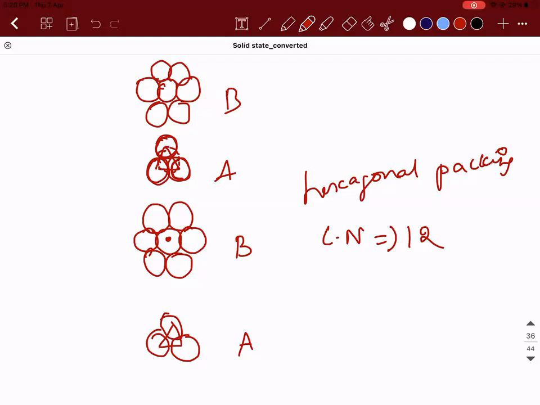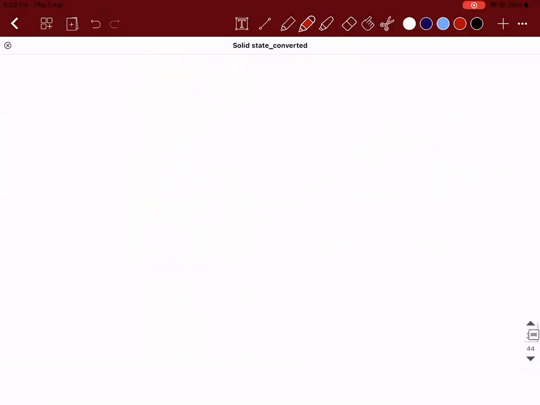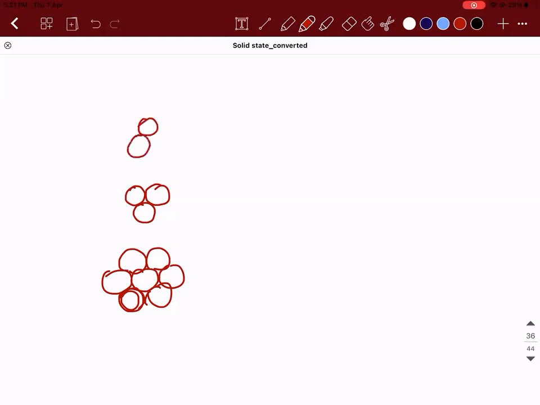Wait. This is the first layer. Okay. This will be your second layer. Okay. So, in octahedral voids, how many particles will be there? 3 particles at the first, and the 3 particles will be on the top. So, how will it be coming? It will be like this. Got my point or not?